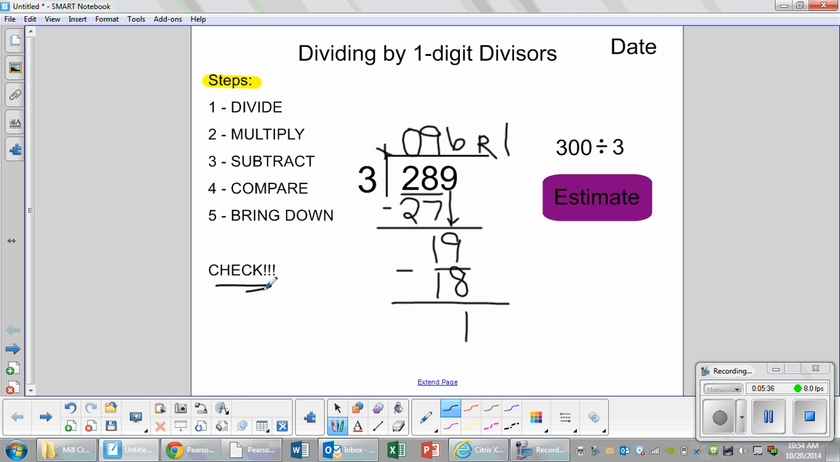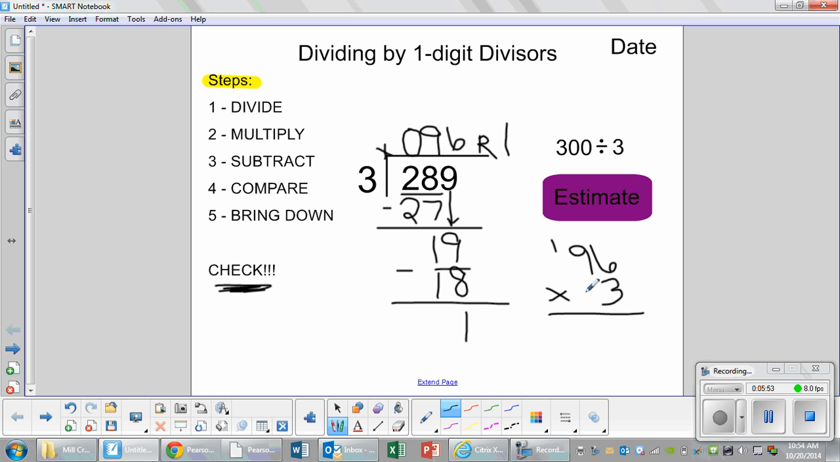Notice right here I put that you need to check your answer. When you are dividing, it is so important that you check your answer. So to check, I'm going to take 96 times 3. You can always check your division problem with multiplication.